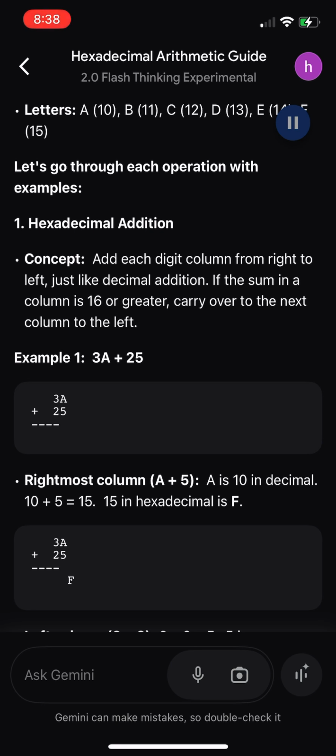Now, how many times does 1A go into 11E? Let's estimate. 1A is around 20 in decimal. 11E is around 256 plus 16 plus 14 equals 286 in decimal. Roughly 286 over 20 is around 14 or 15. Let's try B, which is 11, and see if it's too small. Or try C, 12, if it's closer. Let's directly try B because we are expecting 2B as the answer.